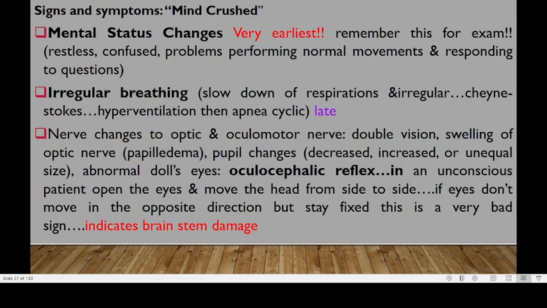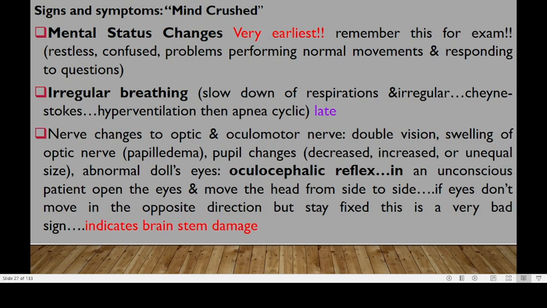In terms of signs and symptoms, we could say MIND IS CRUSHED, and that's the mnemonic. We have already said that mental status changes is the earliest sign. Remember, this one is very common in exams. You have to know it. The patient will appear restless, confused, and will have problems performing normal movements and responding to questions.